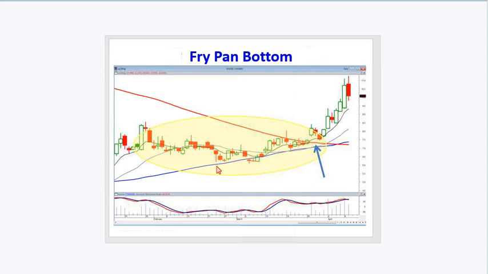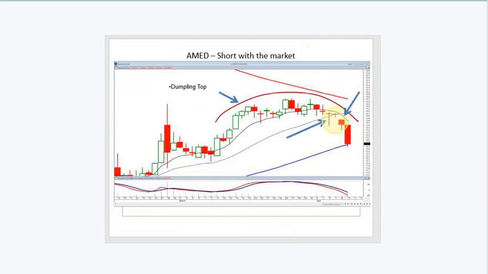So anyways, here's confirmation. What do we expect coming out of a fry pan bottom? That's what I say. There's a big gap up or an enthusiasm breaking out. Same scenario on a dumpling top. See the rounding top and then the doji gap down. That tells you that selling pressure has now become very evident.